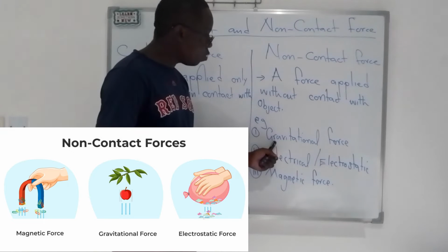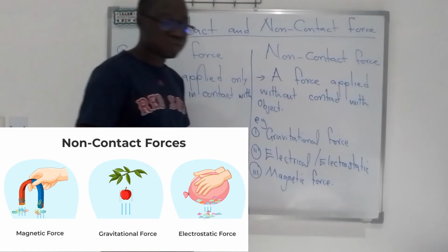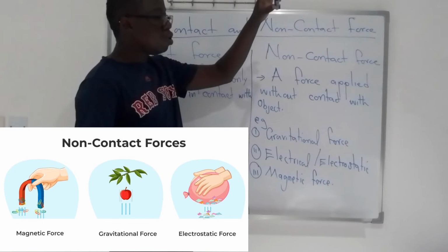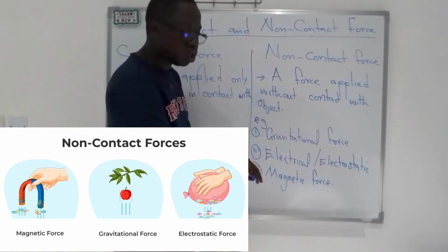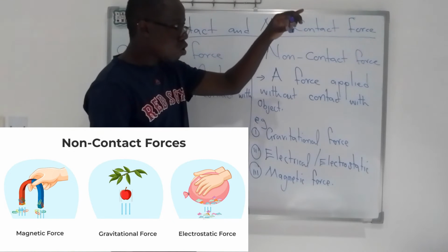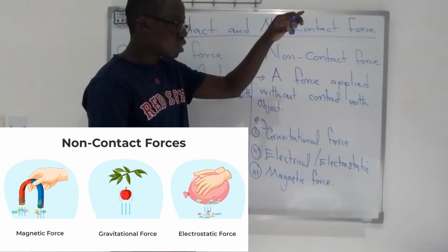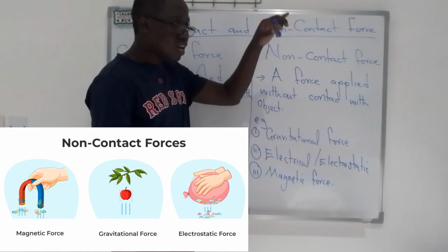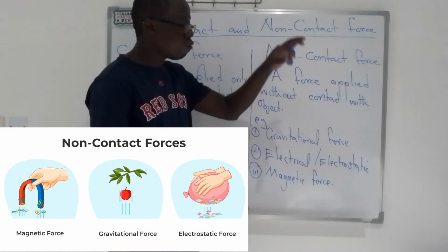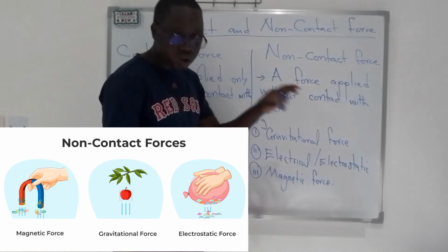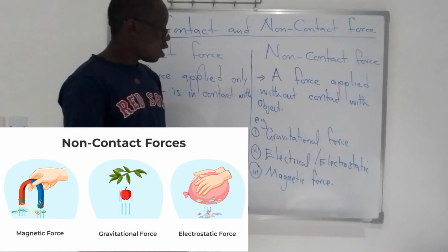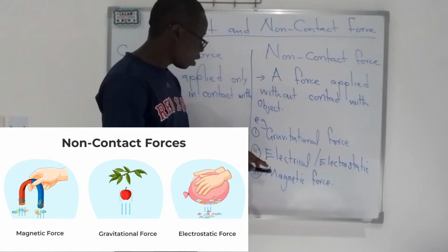An example is the gravitational force. When you put an object, then you let it go, it is able to fall. Now, there is no contact between the object and the force. Naturally, the object will start falling. So there is no contact there. Hence, gravitational force is a non-contact force.